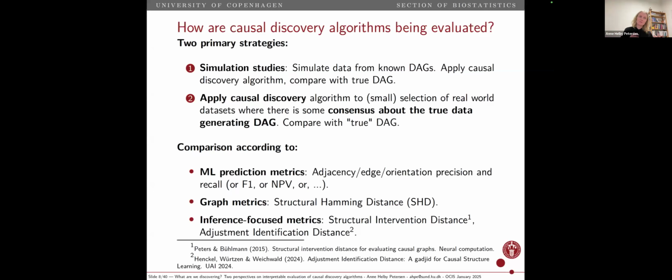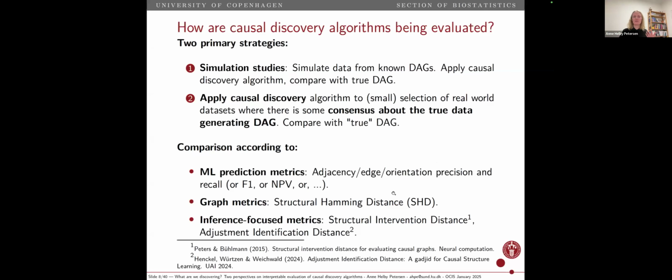And in either case, you need some sort of metrics to do the comparison. What's very commonly used in this field is to focus on standard machine learning prediction metrics that have been adapted to fit the graph measurement problem. That could be adjacency or edge orientation, precision and recall, or it could be some other metrics. There's also some focus on using something that's specifically developed for graphs. That could be the structural Hamming distance. And I'm going to introduce the first two here a bit more in just a bit.